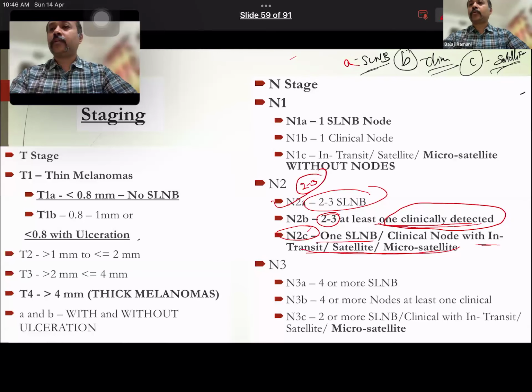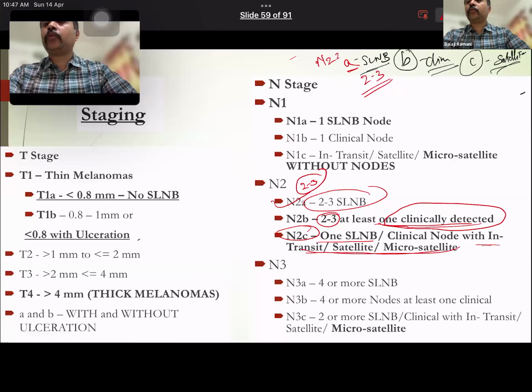Is it clear? So A is completely by SLNB only. B is clinical, which means in N2, A is SLNB, 2 to 3 nodes, all of them are SLNB. As I already told you, N2 is going to be 2 to 3 nodes. So when we talk about A, it means that everything should be a sentinel lymph node. So 2 to 3 are sentinel lymph nodes. B clinical means at least one clinical node. It can be 1, it can be 2, it can be 3. Any of the 3 combinations, but at least one should be a clinically detected node.